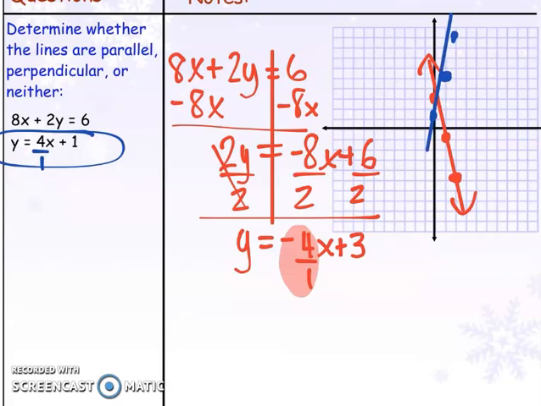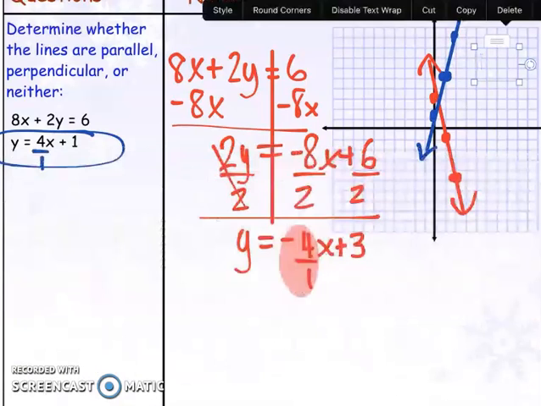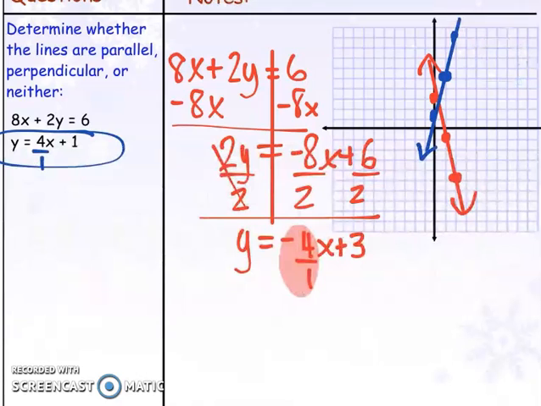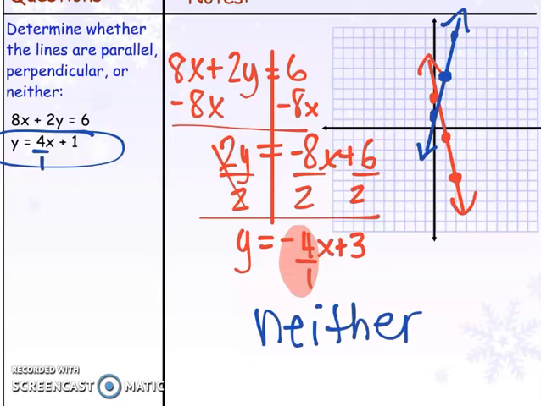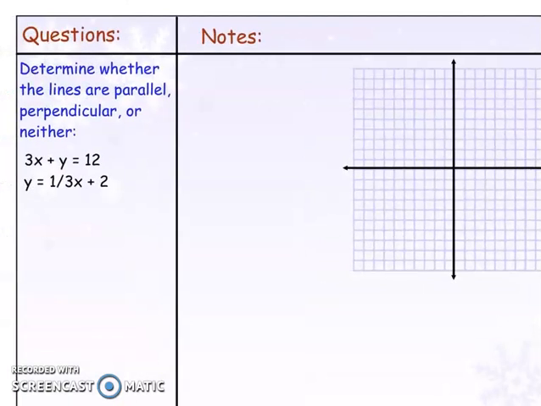So these lines, that wasn't the best line. Let's see if I can fix it. There we go. That's better. Okay, so these lines, they intersect, but they're not intersecting at a 90-degree angle. So these are neither. When you compare these slopes, one was +4 over 1 and one was -4 over 1. It didn't flip over. Remember, it's got to be the opposite sign and the reciprocal. Okay, last one.